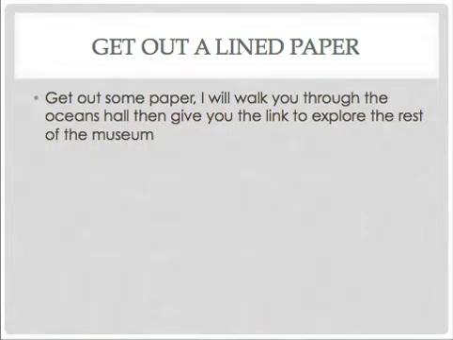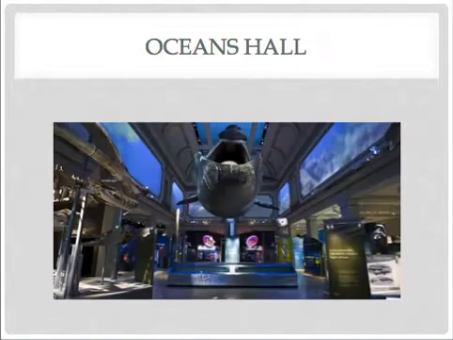So now I'd suggest you get out that line paper. I'm going to walk you through the Oceans Hall, and then I'm going to give you the link to explore it yourself and to write down everything you need for the assignment. The Oceans Hall is located on the first floor. So once you enter and you see Henry, you're going to look at the bottom floor exhibits and find the Oceans Hall. In the Oceans Hall, you'll find a gigantic whale on the top.